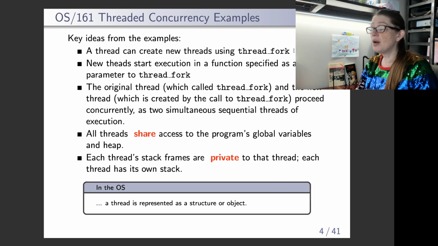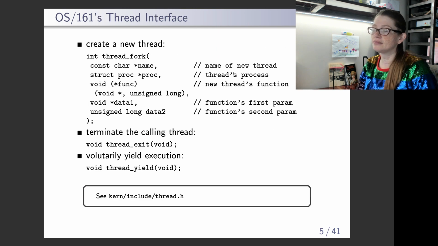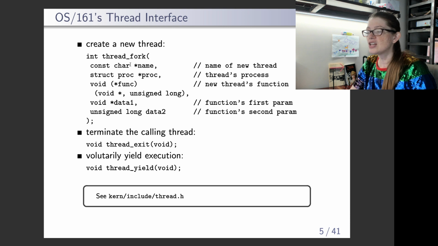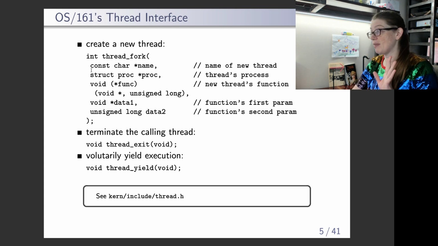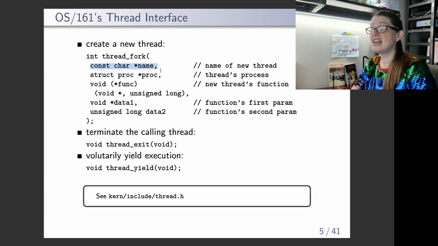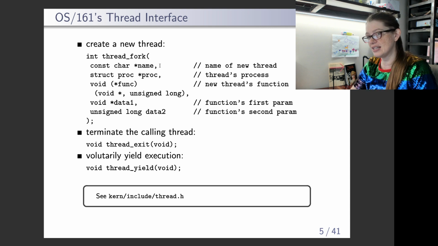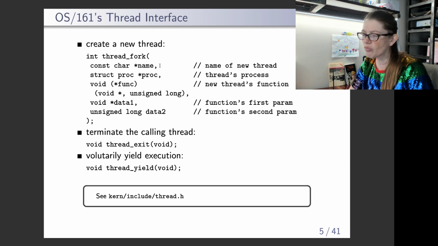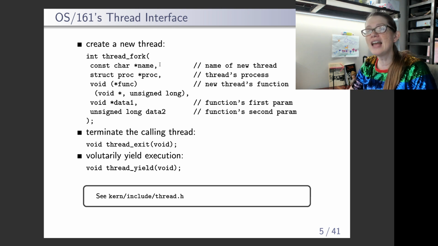Now, there are a number of parameters to thread fork, and we can look at them here. So thread fork takes 5 arguments. The first argument is the name of the thread. Now, it's very confusing because we might be thinking that the name of the thread is a unique identifier, but it is not. A thread's name is really just for the user and to help them debug. So there's never a guarantee that thread names are unique. So don't rely on them to identify a thread.